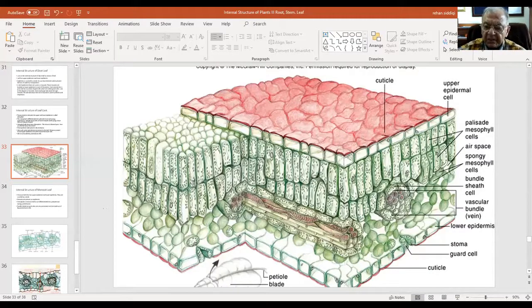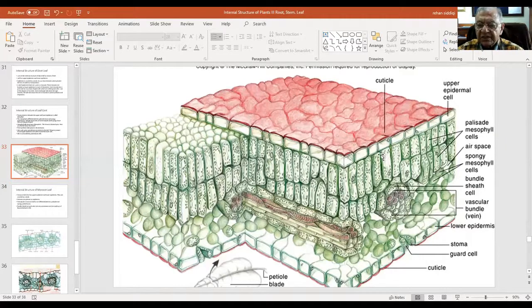In the lower epidermis, you have these pores which are called stomata, and each stomata has two guard cells. They control the opening and closing of the stomata. The gases exchange takes place through these stomata. So epidermis, upper side, lower side covered with cuticle, and in the lower epidermis there are stomata.